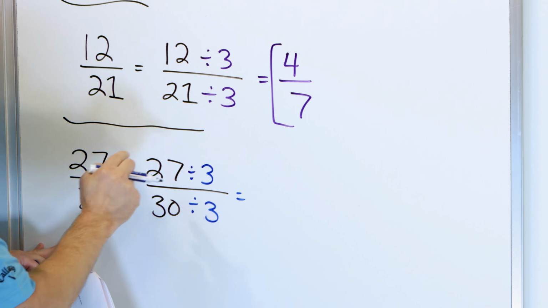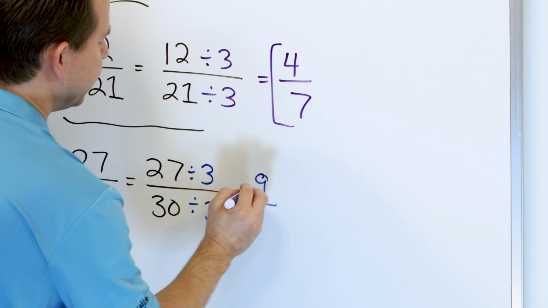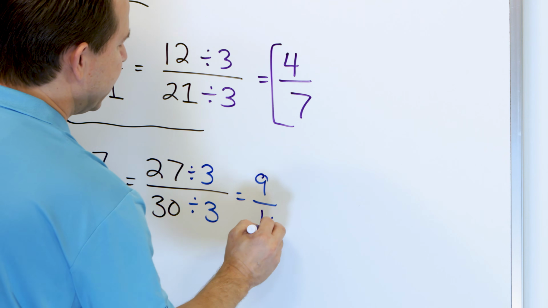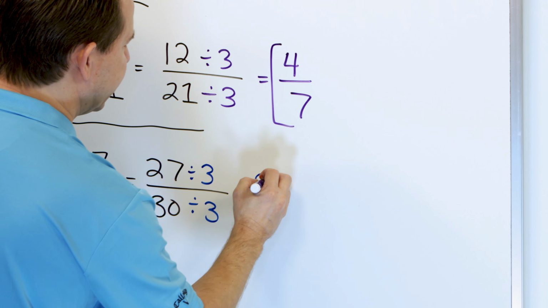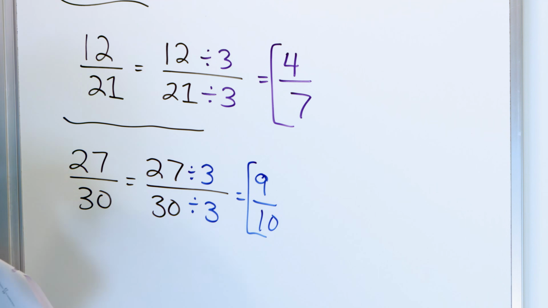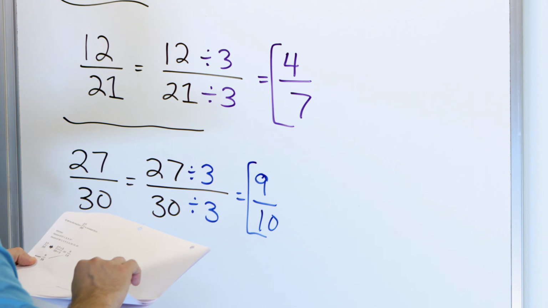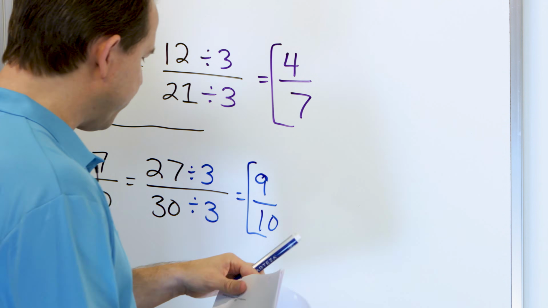On the top, 27 divided by 3 is 9. And on the bottom, 30 divided by 3 is 10, because 10 times 3 is 30. And 9 times 3 is 27. So the answer you get here is 9/10. And I can't simplify that further, so that actually is the final answer. All right, we only have 2 more problems.